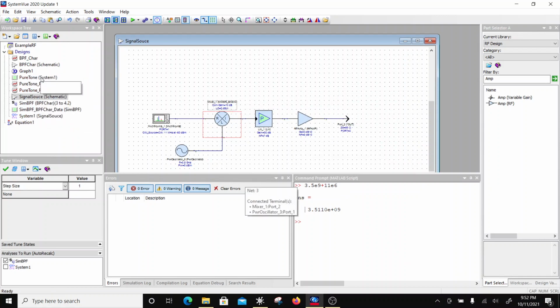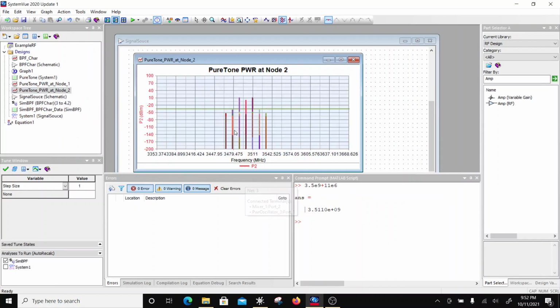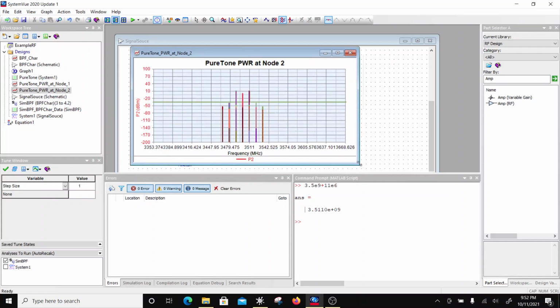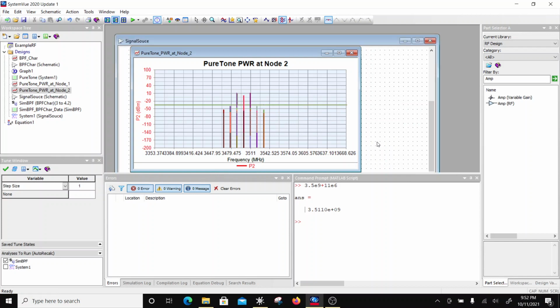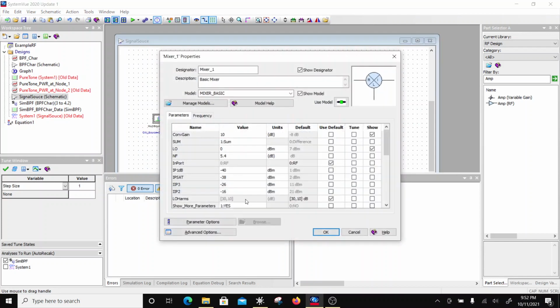So let's look at graph node 2. So you see that LO to IF. So usually you will not see this component a lot. Okay, the feed through components are not going to be so high. So you should get these two components. So right now, this is at 10 dBm out, and this one is at 0. So there is a 10 dB difference. So that feed through has to be reduced even further.